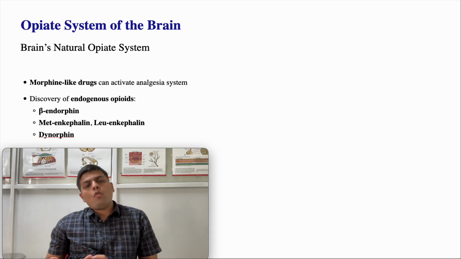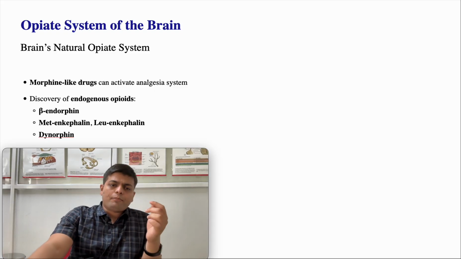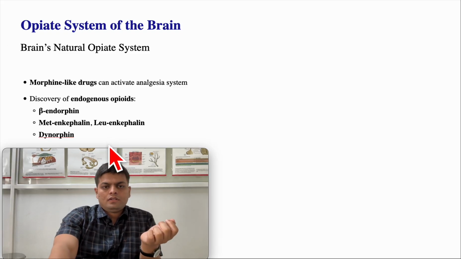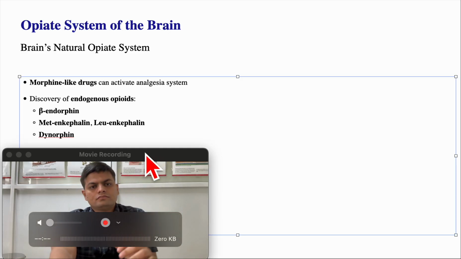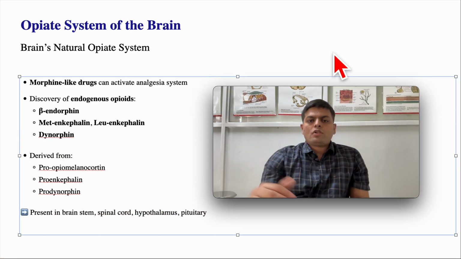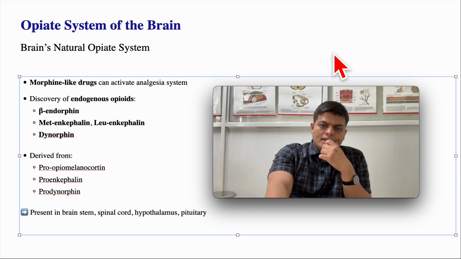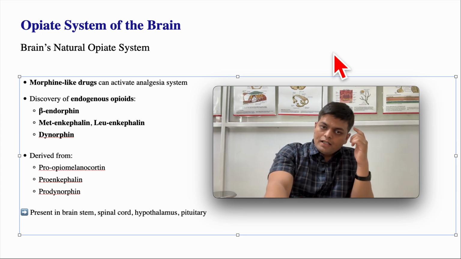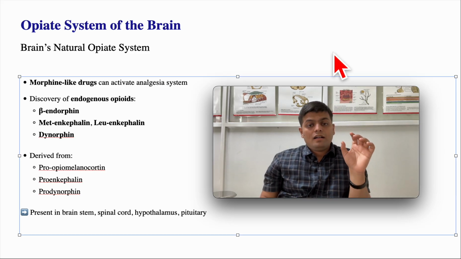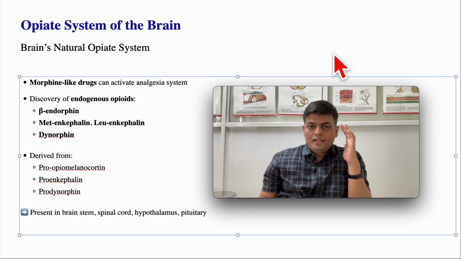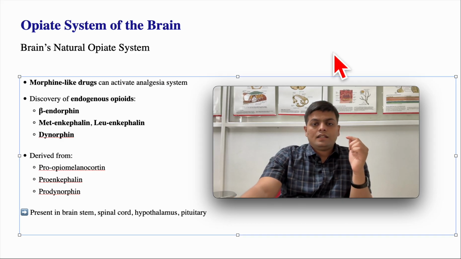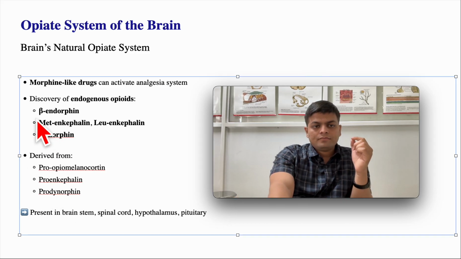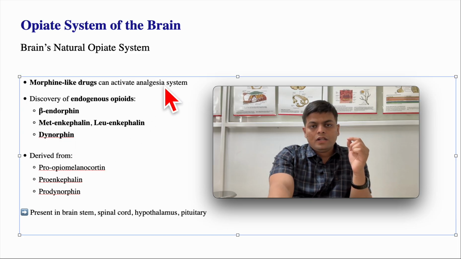Now, natural opiate system of the brain. Approximately 50 years back, it was discovered that analgesia can be induced by injecting a small amount of morphine to specific areas of our brain. This led to the discovery of several natural opiate-like substances in our brain. These can be beta-endorphin, met-enkephalin, leu-enkephalin, and dynorphin.